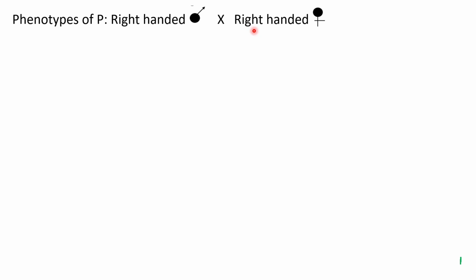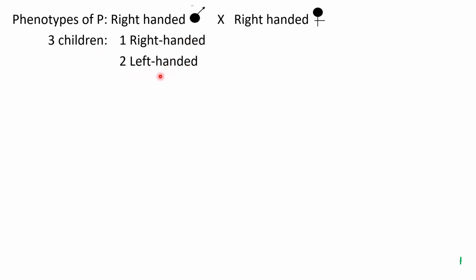The example that we're going to deal with here is as follows. We have two right-handed parents. It's given that both parents are right-handed, and they gave birth to three children: one right-handed and two left-handed. From this, I have to know whether the trait right or left is dominant or recessive.